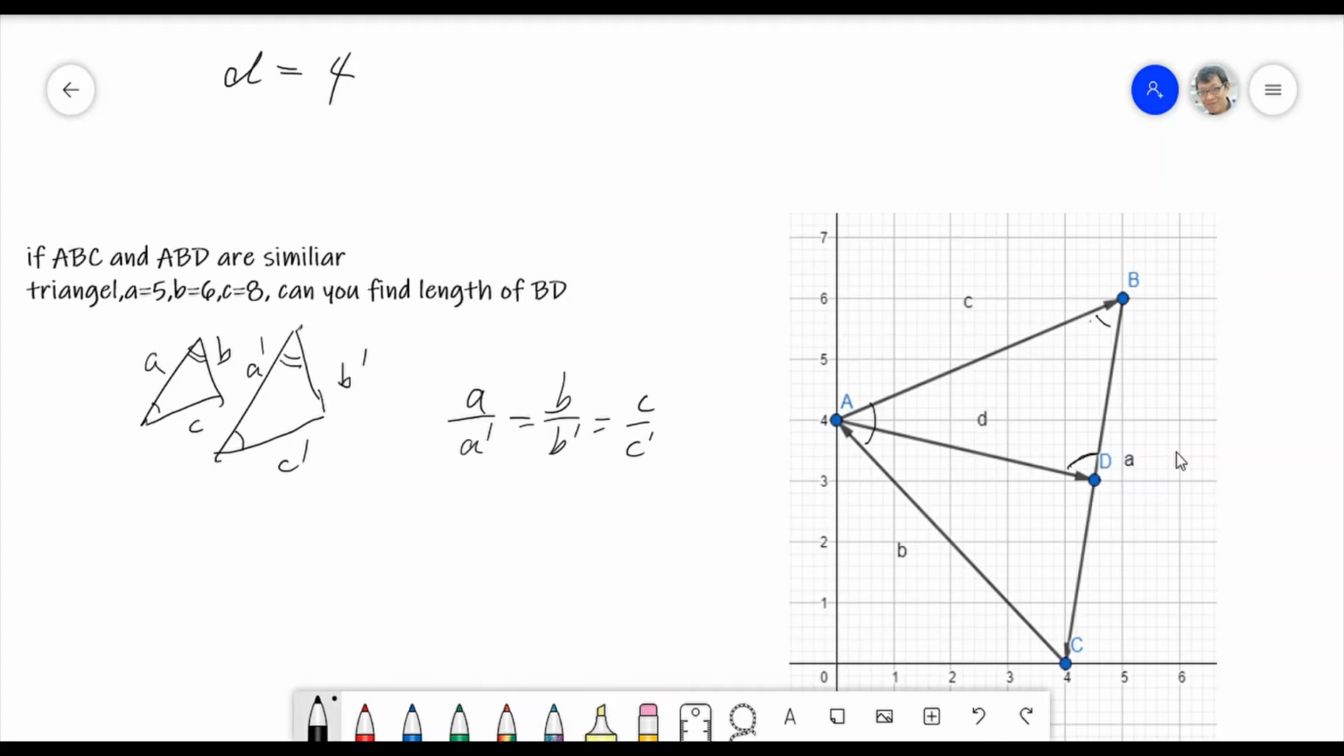So here, the big triangle and the internal triangle are similar triangles. I also know the lengths of the big triangle's sides. And now the question: can you find the length of BD?